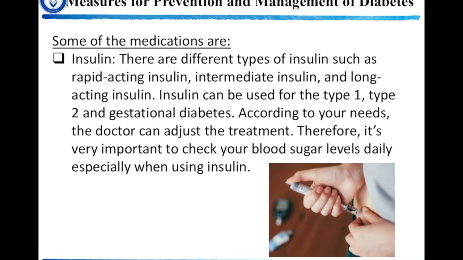Some of the medications are insulin. There are different types of insulin such as rapid acting, intermediate, and long acting insulin. Insulin can be used for type 1, type 2, and gestational diabetes. According to your needs, the doctor can adjust the treatment. Therefore, it is very important to check your blood sugar levels daily, especially when using insulin.